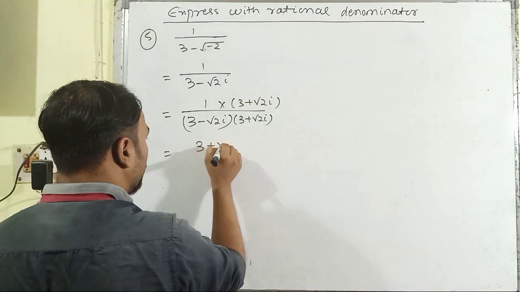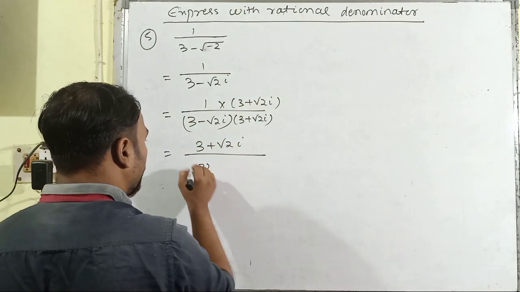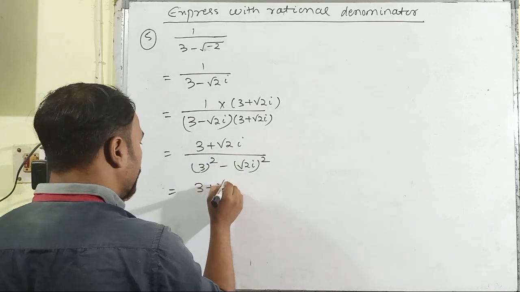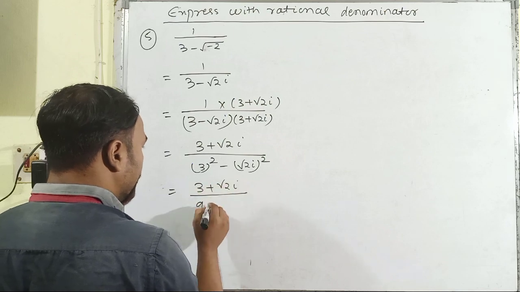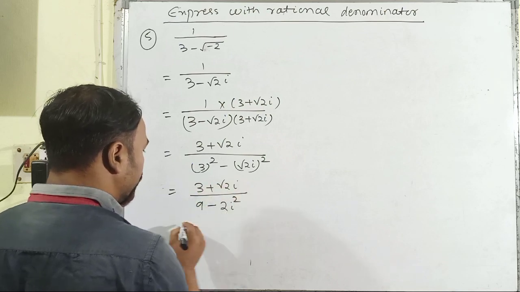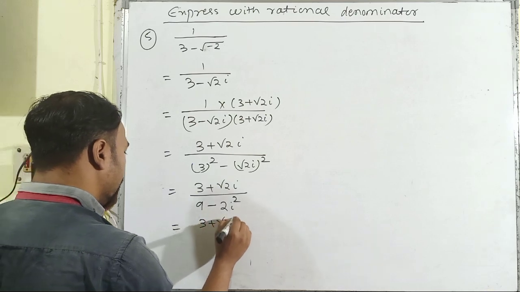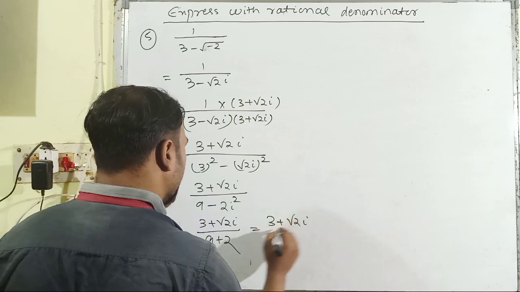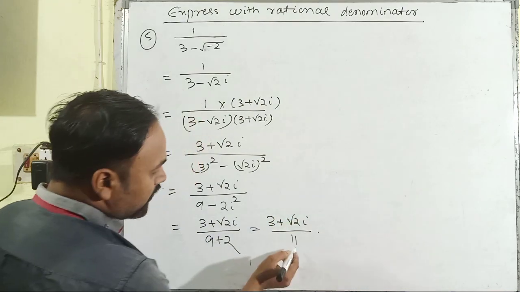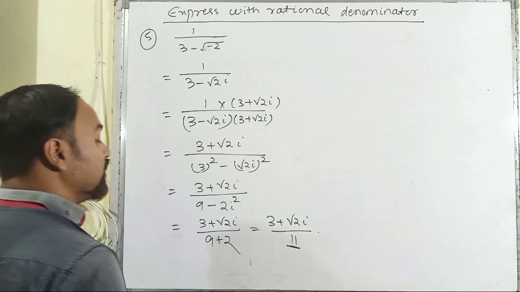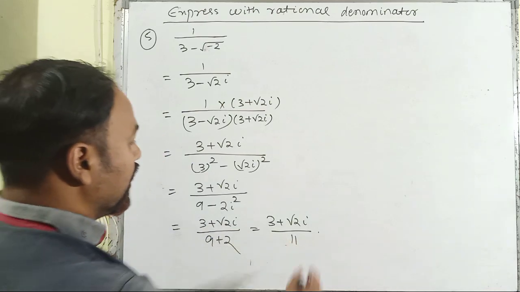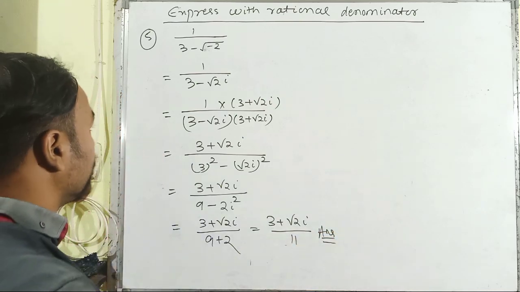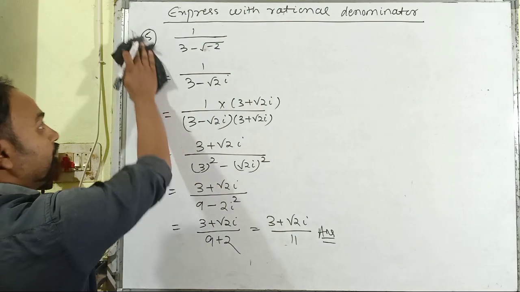It is 3 plus root 2i whole divided by square of 3 minus square of root 2i, and then this is 3 plus root 2i divided by 9 minus 2 i square. It is 9 plus 2, that means it is 3 plus root 2i whole divided by 11, and you can see that this is in the rationalized denominator form. And here it is the answer for the number 5 problem. Then let us move to the number 6 problem.